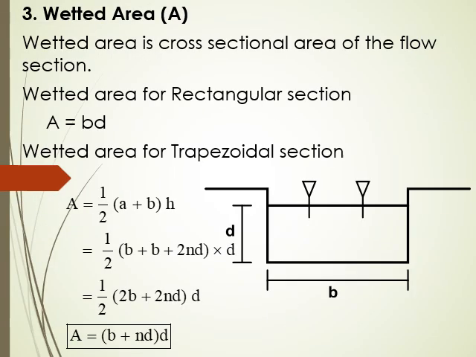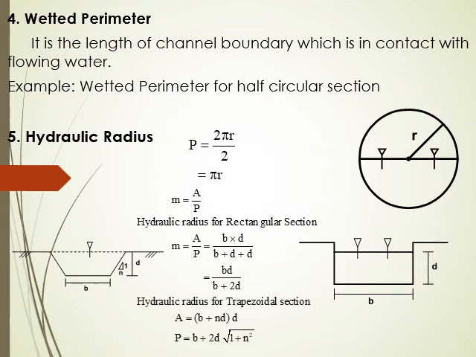Next is the area, the cross-sectional area of the section. Area for rectangular is B times d, and for trapezoidal it is (B plus nd) times d. Then the wetted perimeter: the portion of the section touched by water. It is the length of the channel boundary which is in contact with flowing water.